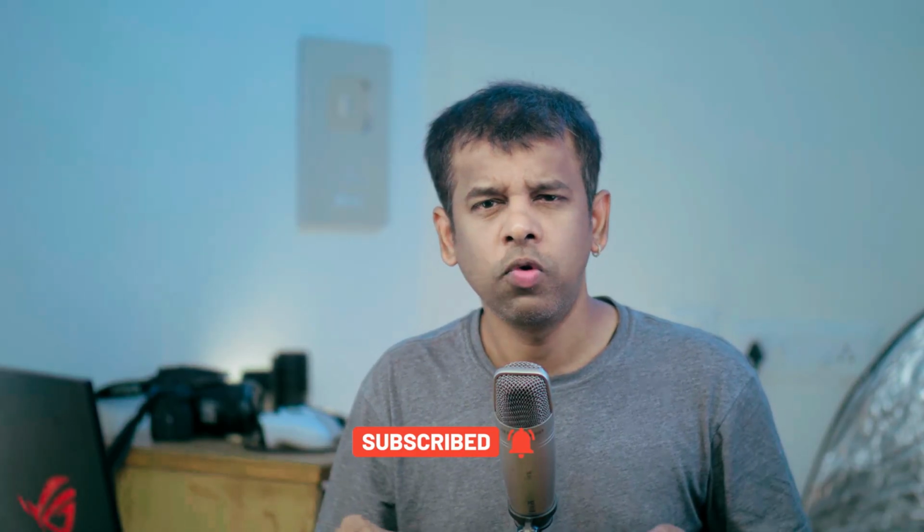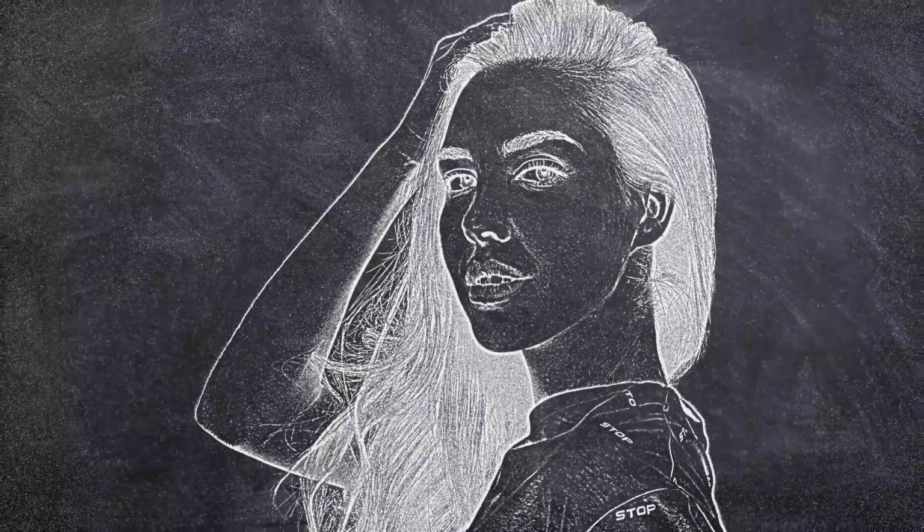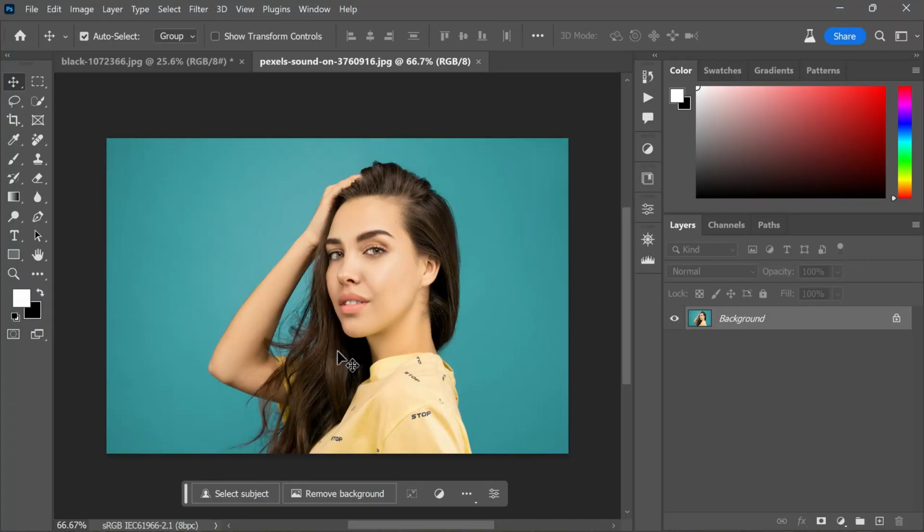In this tutorial, we will be transforming a photo into a stunning chalk drawing using Photoshop. You can choose any photo you like, but for demonstration purposes, let's consider a portrait photo. To create a more realistic effect, we will place the photo on a chalkboard background. First, open both the portrait photo and the chalkboard background photo in Photoshop.